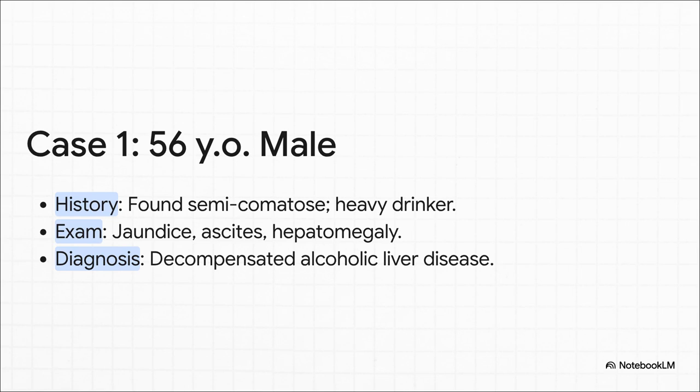Okay, let's look at our first case. Picture this, a 56-year-old man who has a known history of heavy drinking is found semi-comatose. When he's examined, he's jaundiced, his abdomen is swollen with fluid, we call that ascites, and his liver is enlarged. The whole clinical picture is just screaming decompensated alcoholic liver disease. Now, let's see if the labs agree.